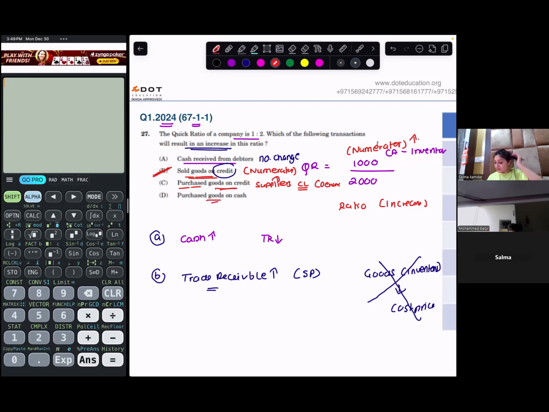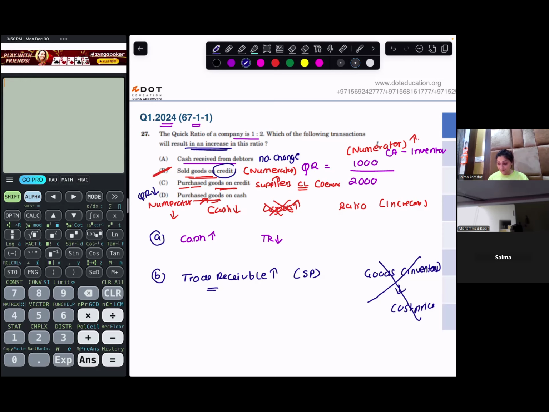And purchase of goods on cash. Here cash will decrease and goods will increase. Goods are never taken into consideration when I am doing this. So here the numerator will reduce. If the numerator is reducing, the quick ratio will reduce.